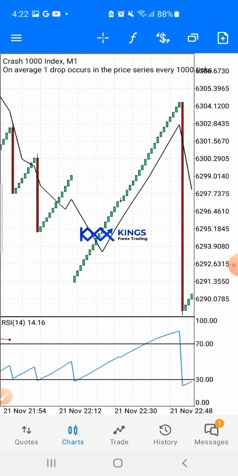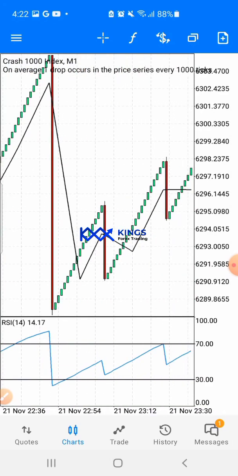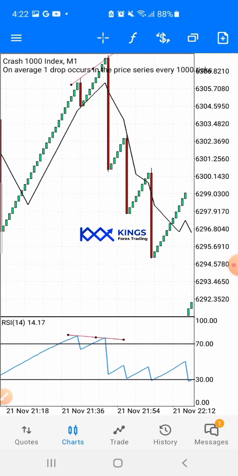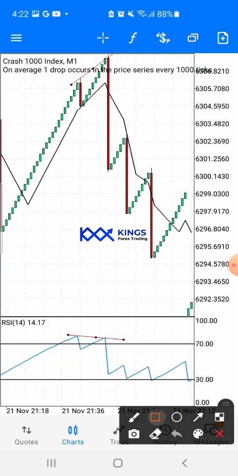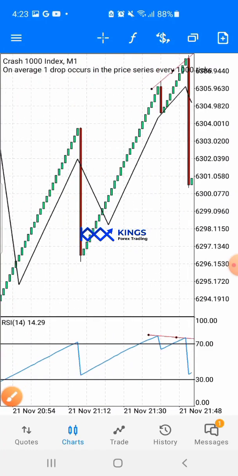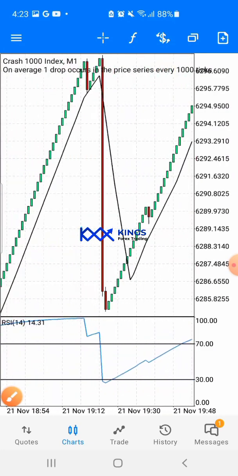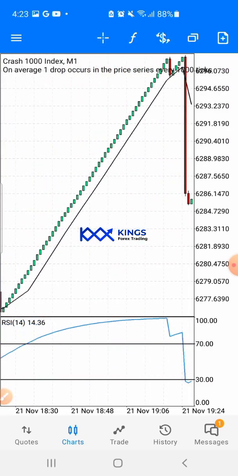So remember your risk management. You know how much you are going to be risking. Your stop loss should be above the swing high here. Your stop loss should be above that swing high, and you catch those spikes, or scalp any one.